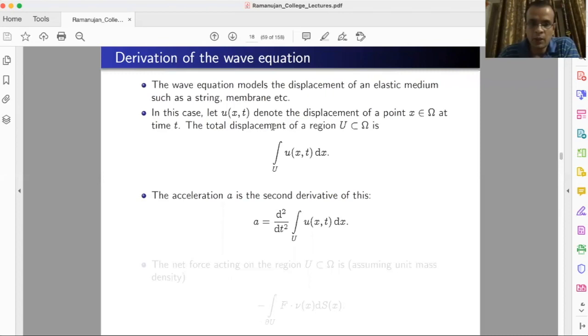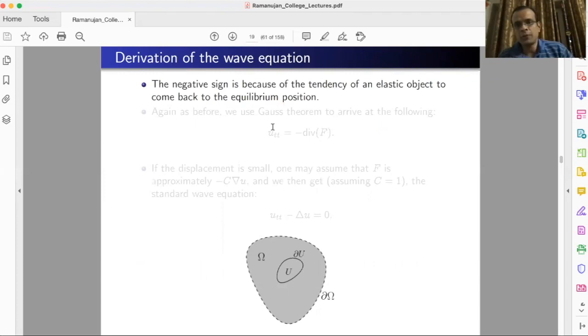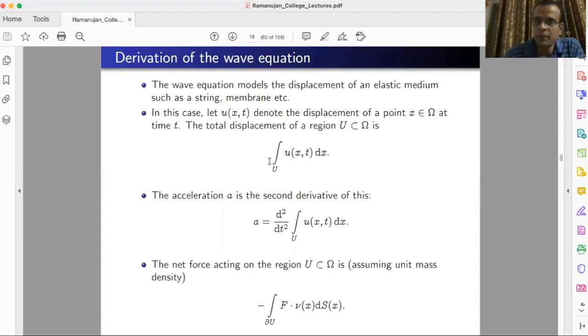Now the net force. I'm going to assume that the object of interest, let's say a membrane or string or whatever it is, is of unit mass density. So the net force acting on U contained in omega is going to be given by some quantity analogous to the net flux, which is minus the integral over the boundary of U of F dot nu dS of x, where F is the force acting. The negative sign here is because if it's an elastic object, then the tendency is for the object to come to the equilibrium situation. That explains the negative sign.